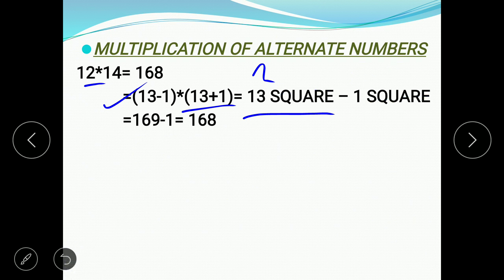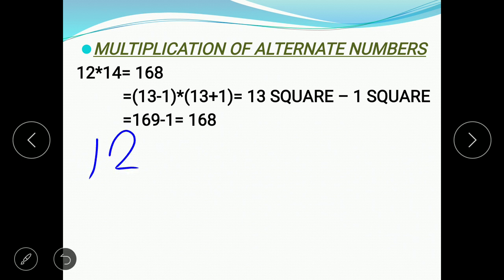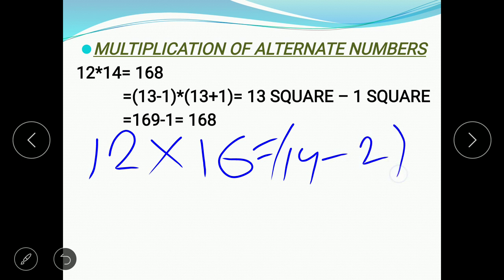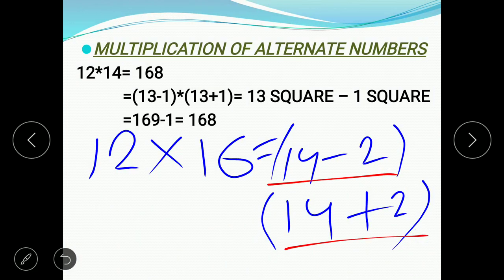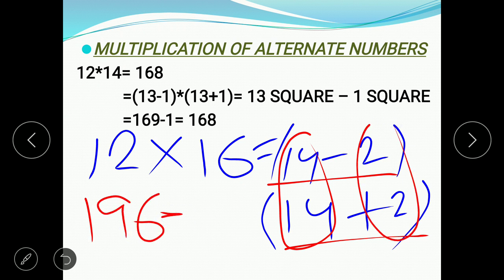Friends, I just forgot to add one thing right here. Let's take an example of 12 and 16. What do we get when we multiply 12 into 16? Can anyone tell? See, 12 can be written as 14 minus 2, whereas 16 can be written as 14 plus 2. Clear? Once again, we got the form of a minus b, a plus b. So what is a square? 14 square is 196 minus 2 square, which is 4, and your answer will be 192. Clear? So this way also you can think.